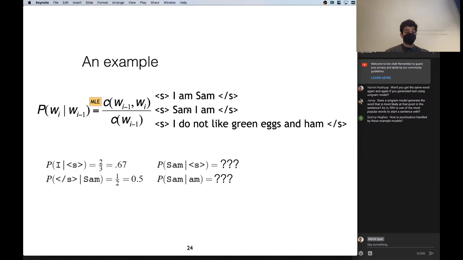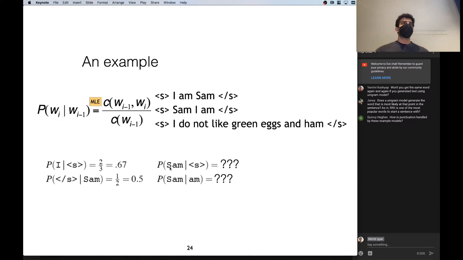They always occur at the beginning of the sequence. And then I look for what is the identity of the next word in each of these three cases. So in the first sentence, it's I. The second sentence, it's Sam, and in the third sentence, it's I. So two of the three occurrences of the start of sequence symbol were followed by the word I, hence my conditional probability is 2/3.